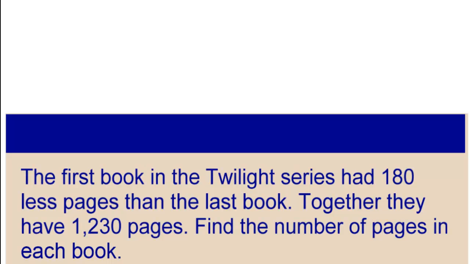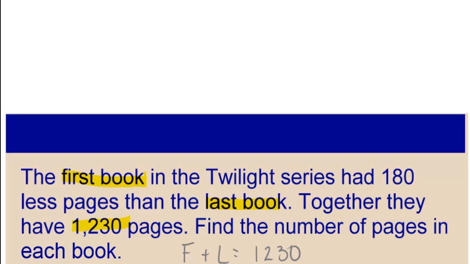In this next problem, it says the first book in the Twilight series has 180 less pages than the last book. So we have a first book and we have a last book. Together they have 1,230 pages. So that means we're adding those together. Find the number of pages in each book. So we know we have this basic equation of first book plus last book equals 1,230.